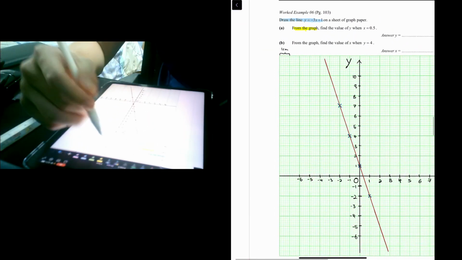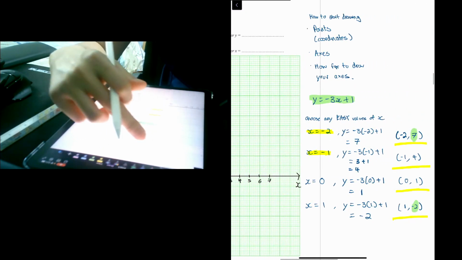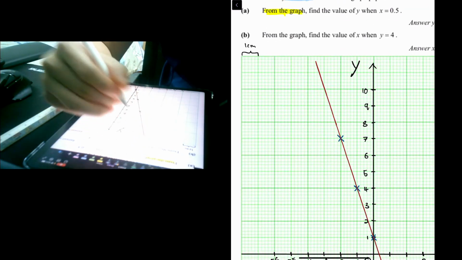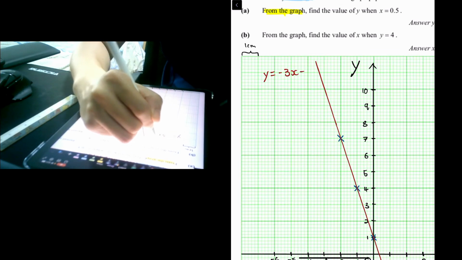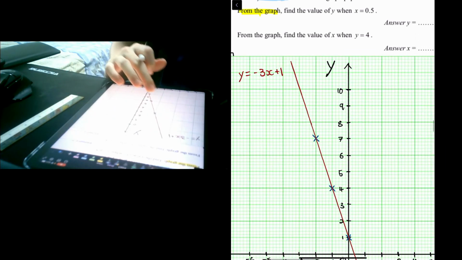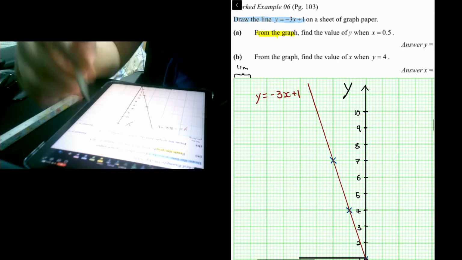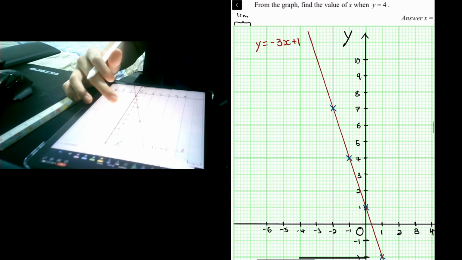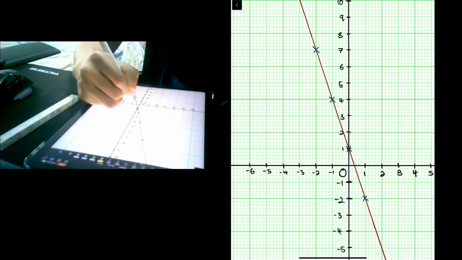Now what you can do is actually, let's write the function. So this line here is y equals to negative 3x plus 1. With that, let's work on question A and question B. We're going to find the value of y when x equals to 0.5. 0.5 means half, right? So it should be somewhere here. Okay, 0.5 is here.